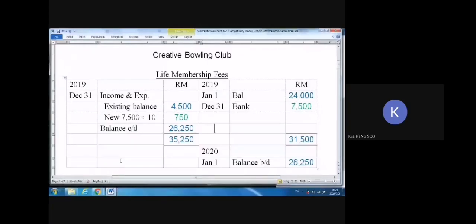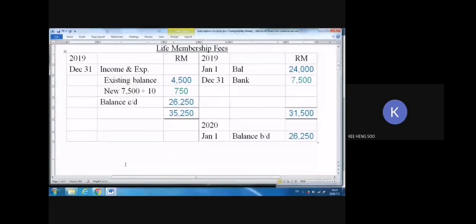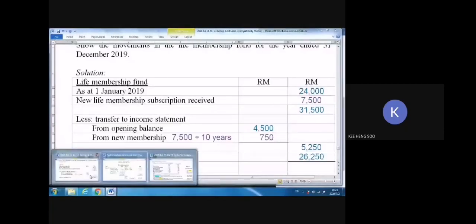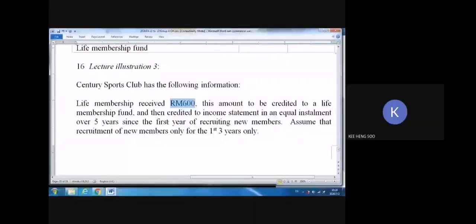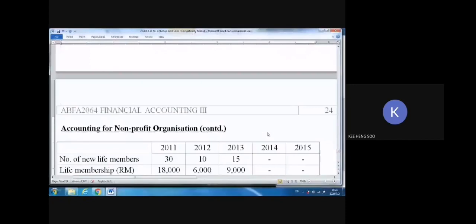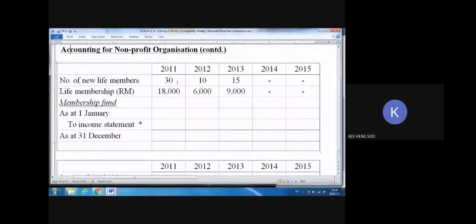So now, the next question. The next question, Century Sport Club. Life membership, $600. Over 5 years. Only the first 3 years, you're a new member. Yeah. So 600, use your calculator, 600 times the 30, you can get 18,000.